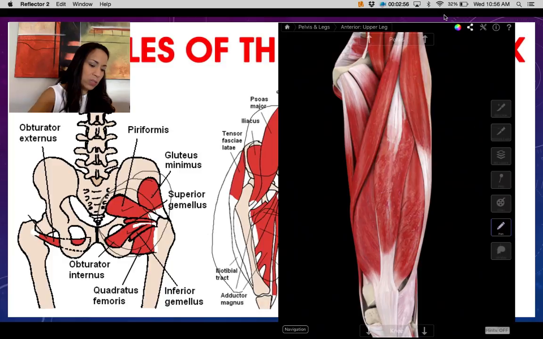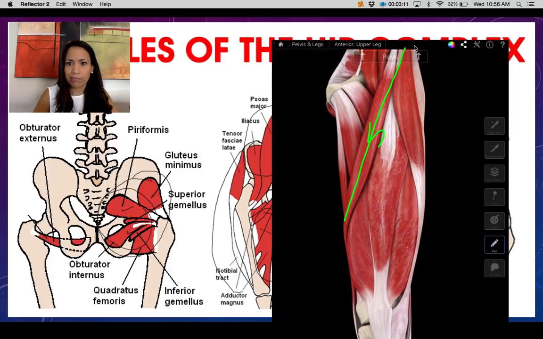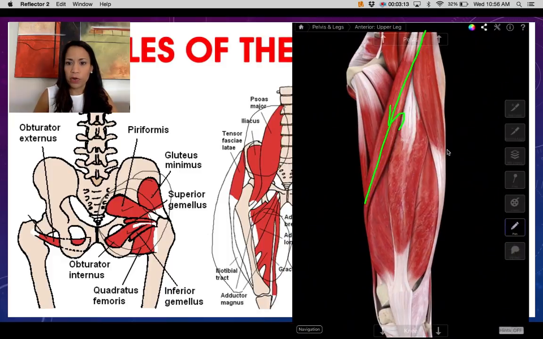So we said that this one in here, that's your sartorius, right? And the sartorius is like your landmark, your point of reference to divide the anterior from the medial compartment of the thigh, okay?